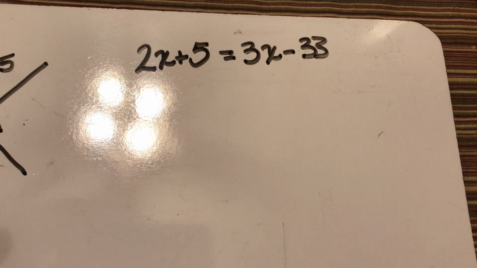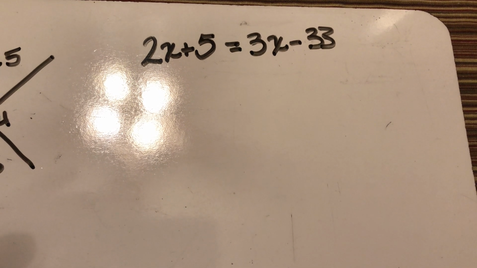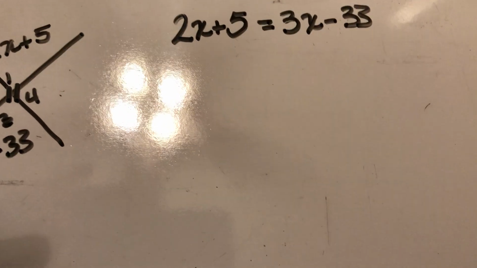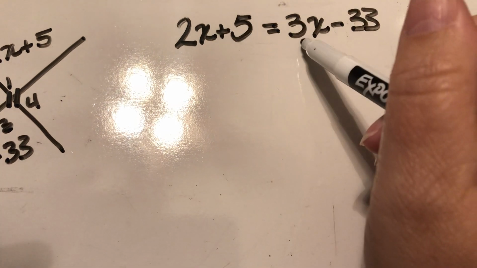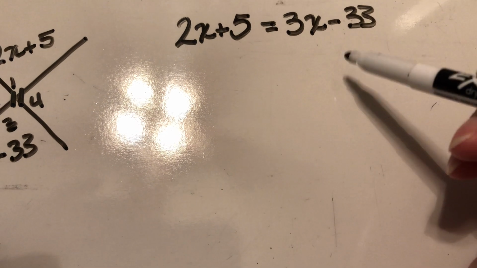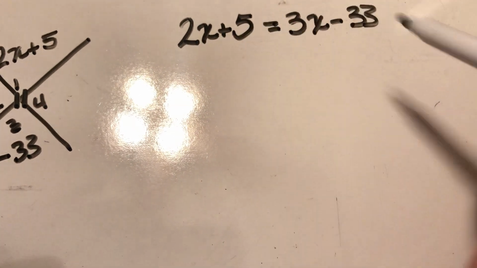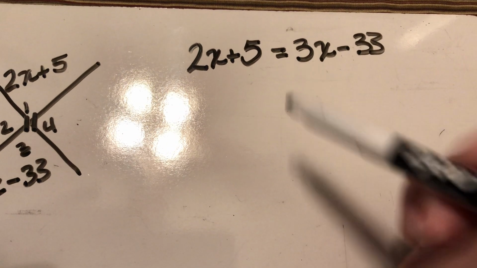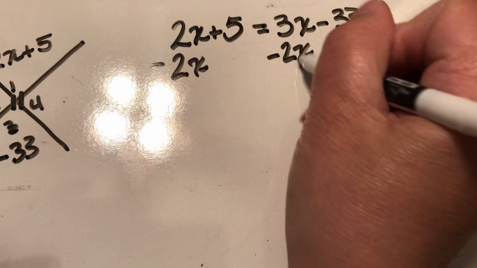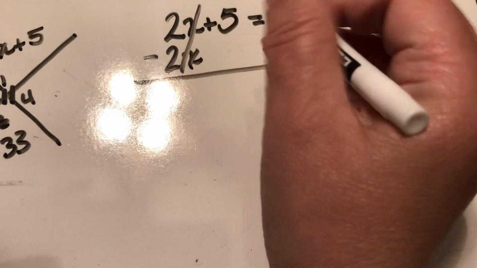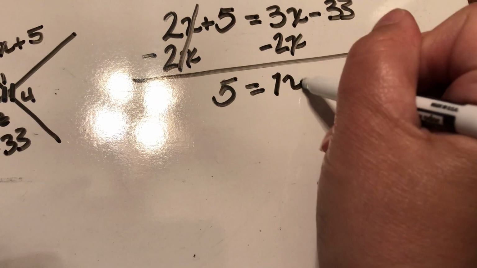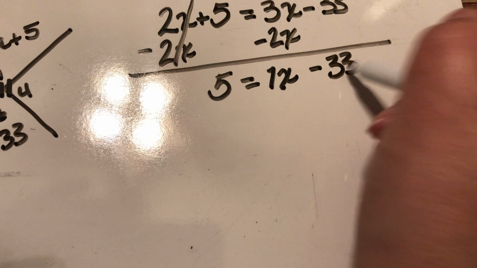Now I noticed that a lot of you had trouble when we gave you a problem with a variable on both sides. But there's really no trouble. You just want to remember, you want to get x by itself. If I have x on both sides, then I need to move one of my x's so it's only on one side. And I usually like to move the smaller one. So because 2x is less than 3x, I'm going to do minus 2x on both sides. That cancels. I bring down my 5. 3 minus 2 gives me 1x minus 33.